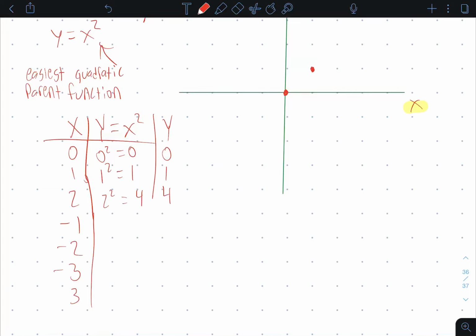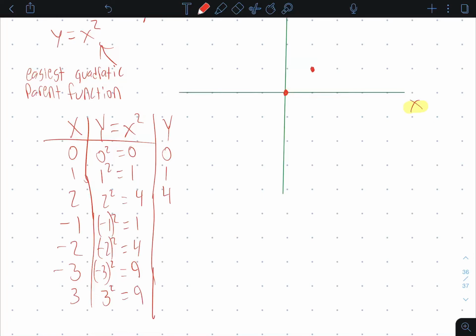Then we're going to plug those in. So (-1) squared equals 1. (-2) squared. Oh, make sure you put these negatives in parentheses. We're not doing 1 squared and then making a negative. We are putting -1 in parentheses and then squaring that, -2 and then squaring that. So (-2) squared is 4. (-3) squared is 9. And +3 squared is 9.